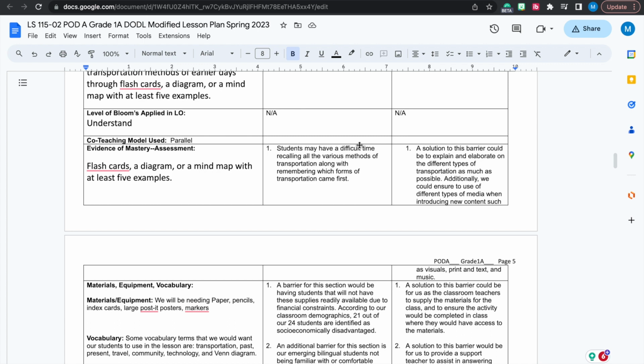So it was good practice to be able to review my lesson plan and see where faults may occur and try to find a solution to that before it happens.